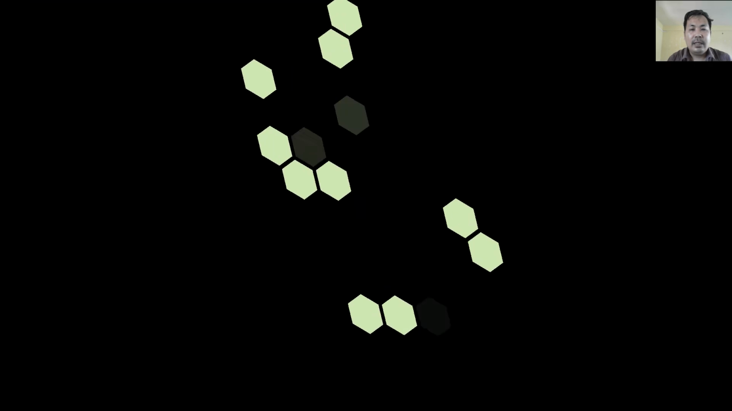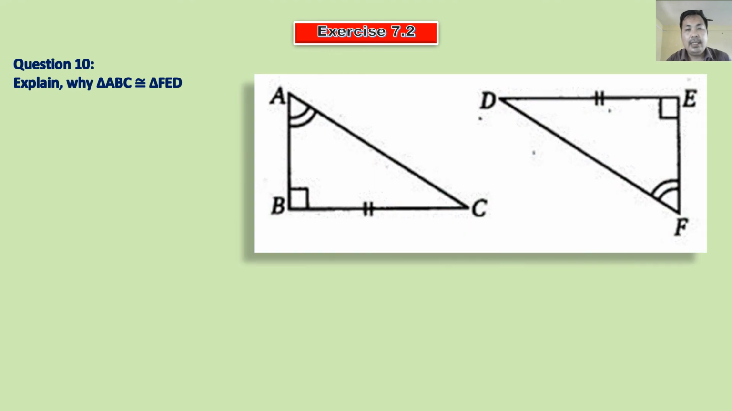Now let's go to the next question. Question number 10. In question number 10, explain why triangle ABC is congruent to triangle FED, and the given diagram is here. So these two triangles ABC and FED have to be proved congruent, and we have to explain it. Okay, so let us start now.